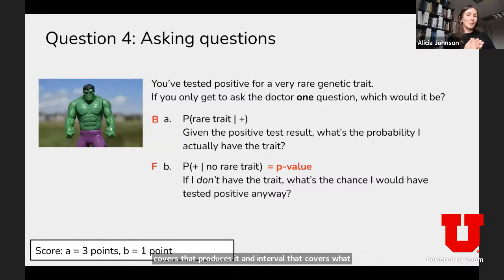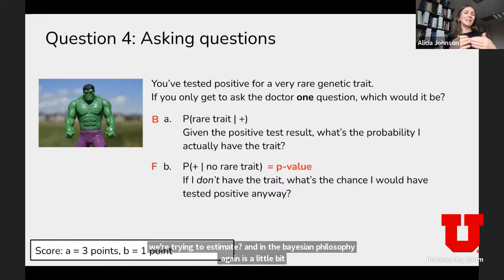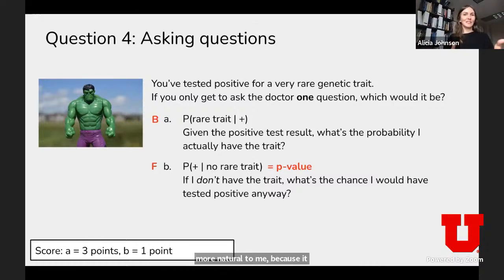And in the Bayesian philosophy, again, it's a little bit more natural to me because it asks, what's the chance that the thing we're trying to estimate is in our interval? So it's a question about the uncertainty of the population, not the uncertainty of the sampling process.